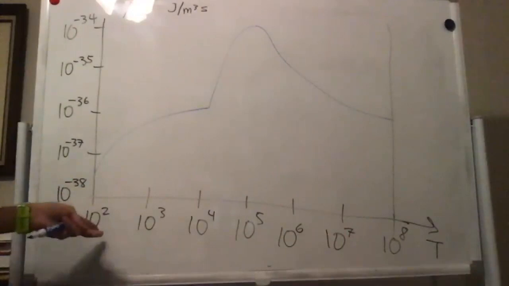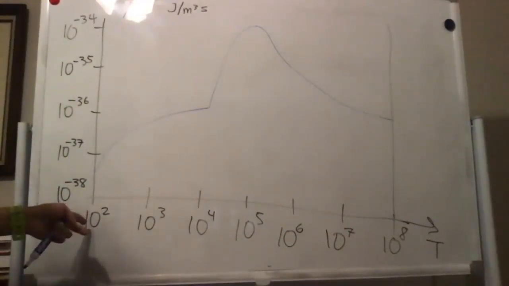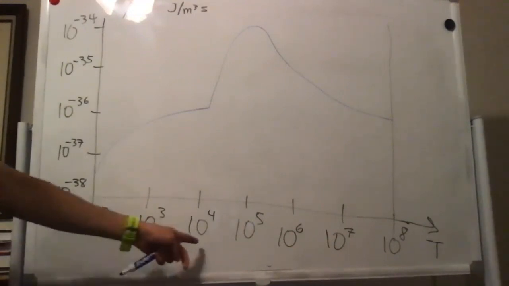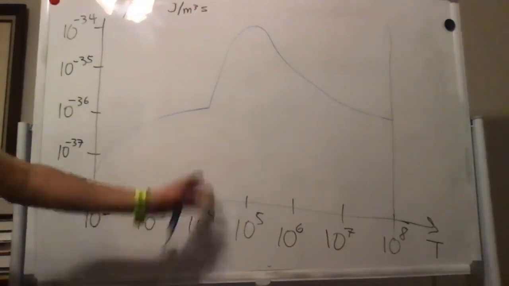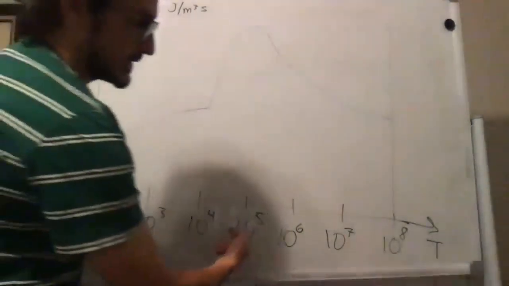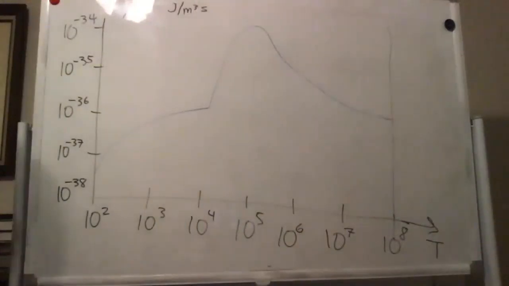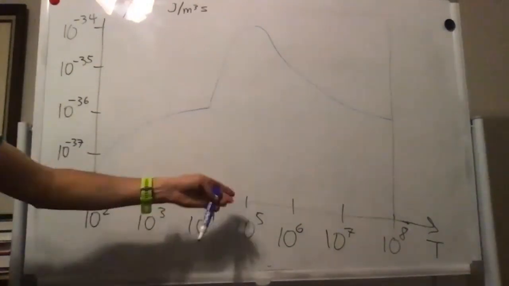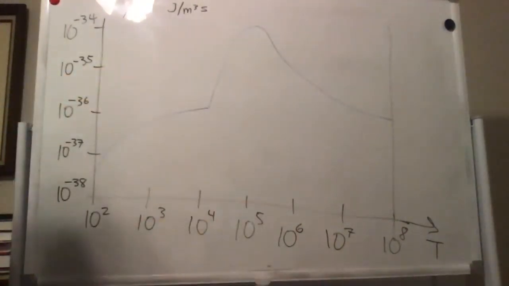So, you know, a cloud that is at 100 Kelvin is pretty cold. Even 1,000 Kelvin is still pretty cold. 10,000 Kelvin will be like your typical cloud. And then higher temperatures, you'll have to go to like the intergalactic medium or a very active sphere to find it.